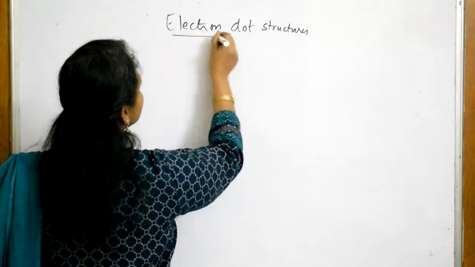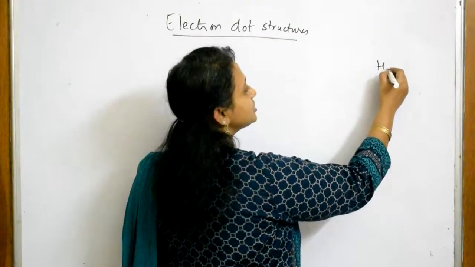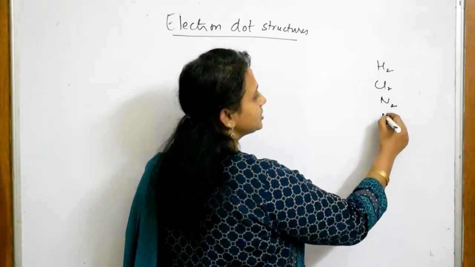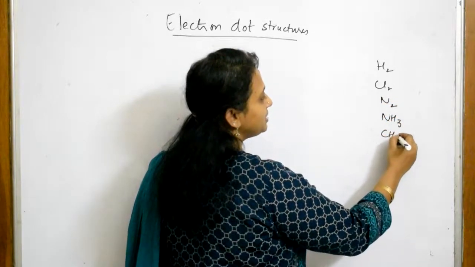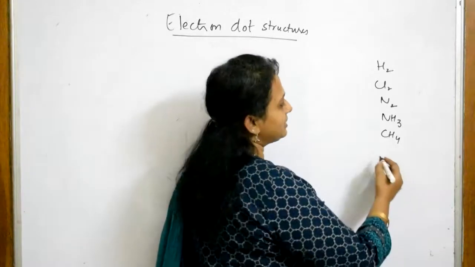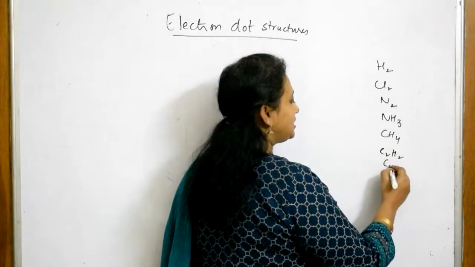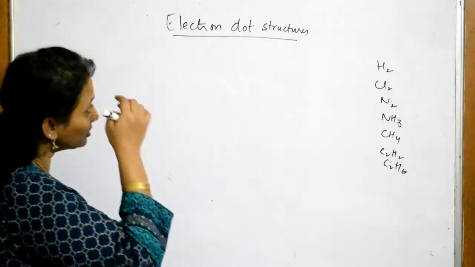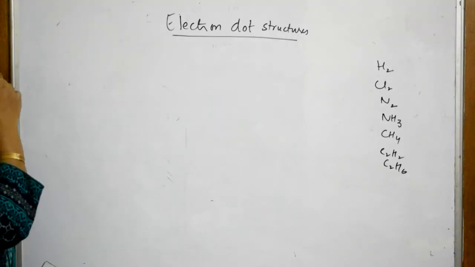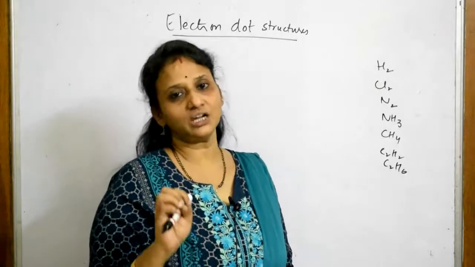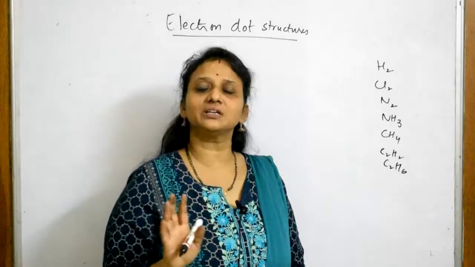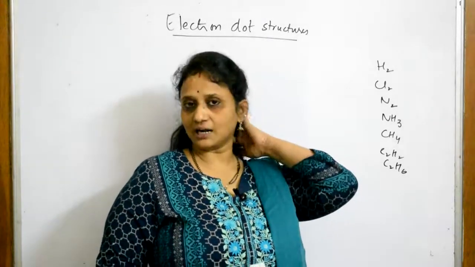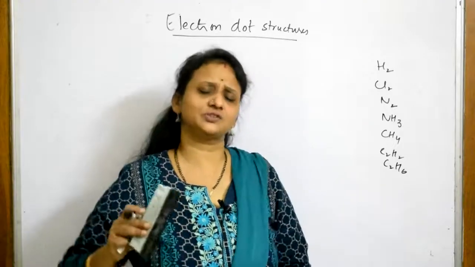Let us see. Here we'll be taking the examples of hydrogen, chlorine, nitrogen, ammonia and methane, and later in the videos I'll be teaching ethane and a lot of other examples. When you draw the electron dot structure, the first important thing you need to remember is to know the atomic numbers. Without atomic numbers nothing is possible. In grade 10, try to learn the atomic numbers from 1 to 30.